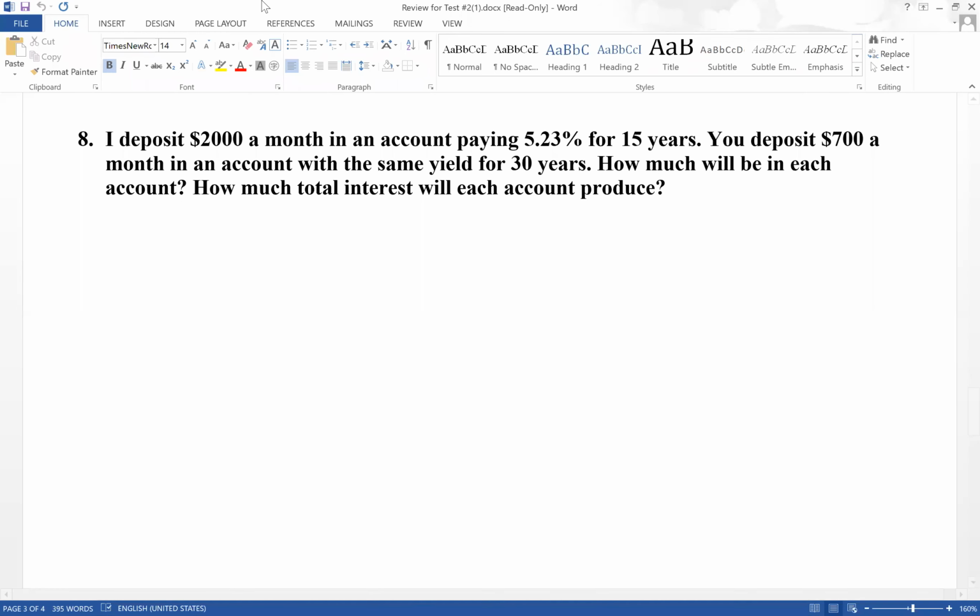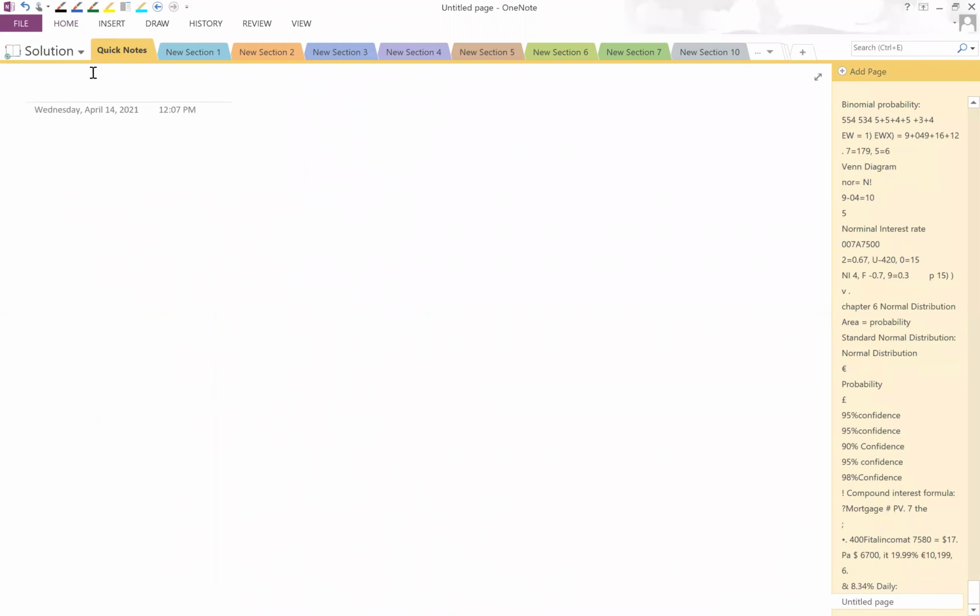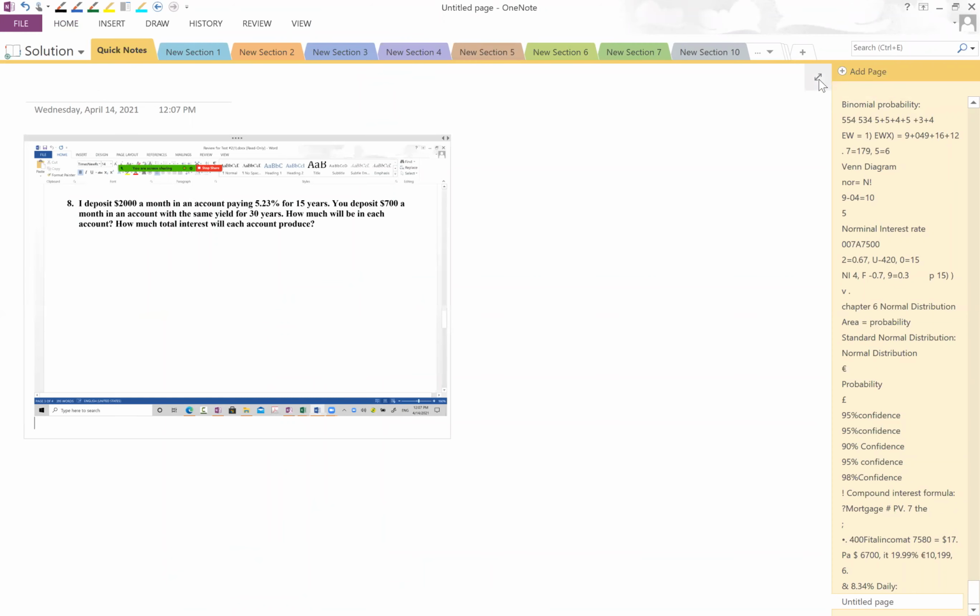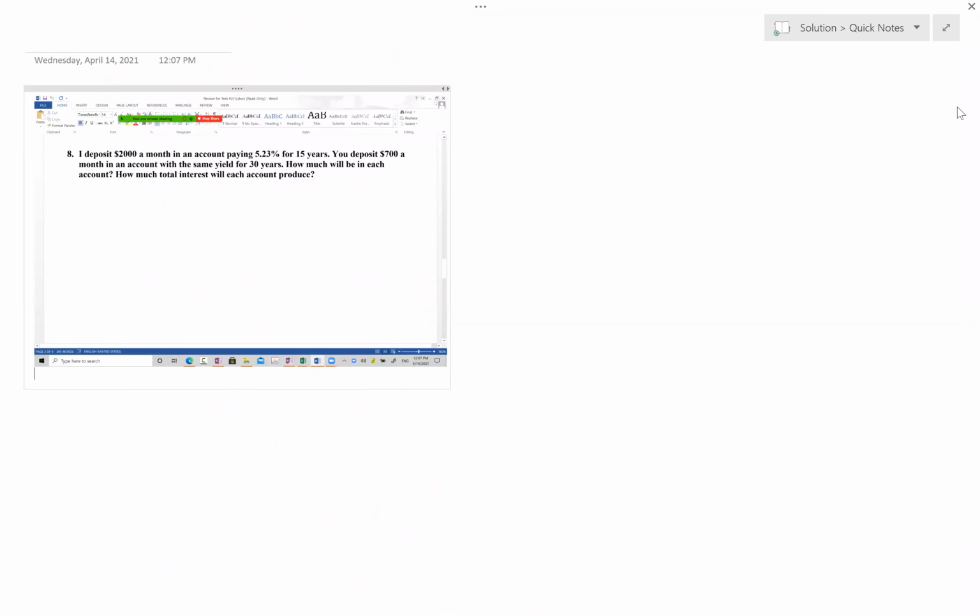This is a very typical retirement account issue, and gives you an idea, a comparison between investing longer with less money or investing shorter with much more money, to see the outcome of each scenario. So the first scenario is 5.23% for 15 years. The regular payment is 2,000.